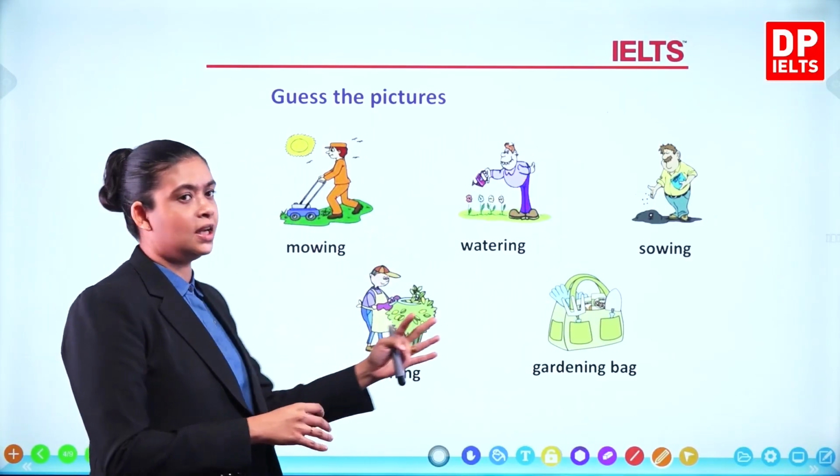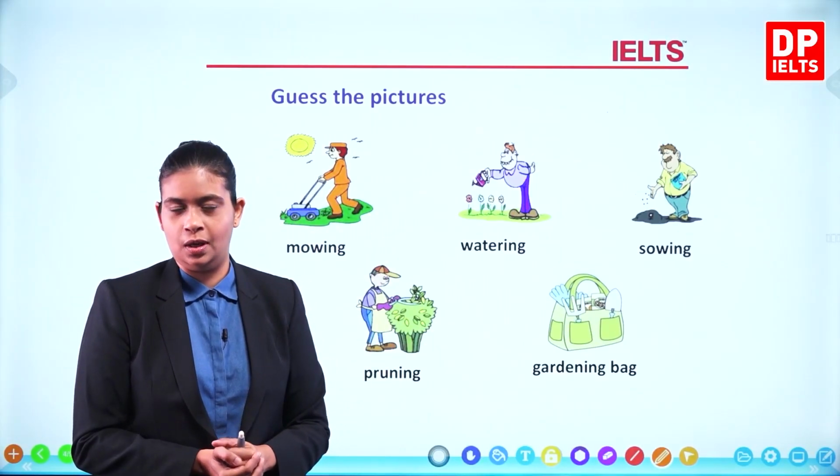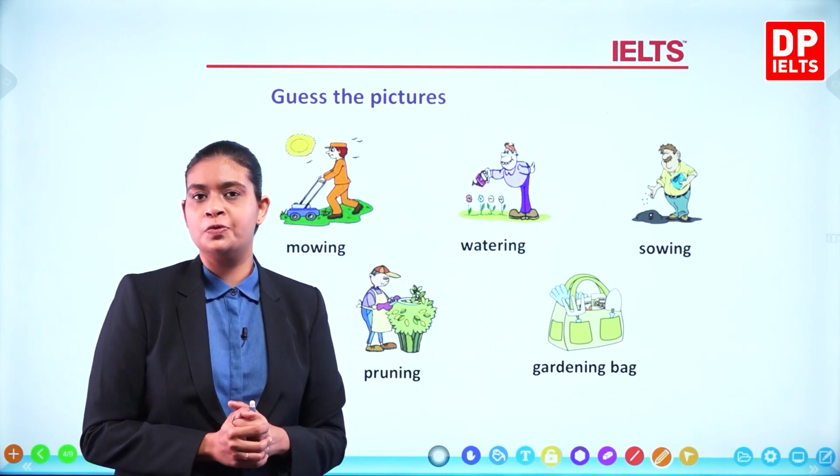Let's have a look at the words again for pronunciation.